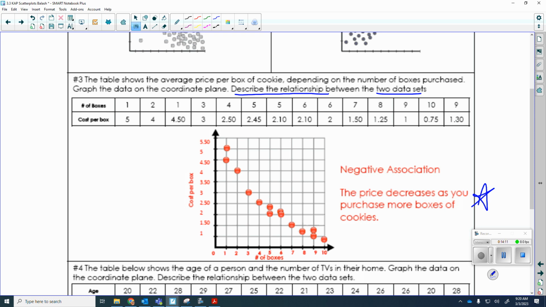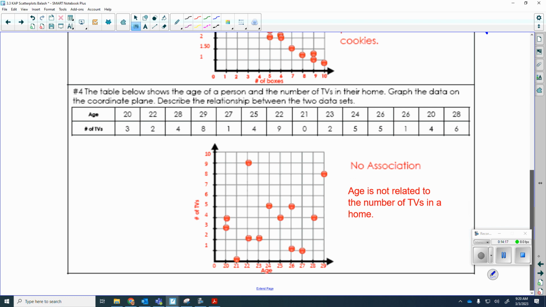Okay, what about that bottom one? What'd y'all say? No association, meaning age is not related to the number of TVs in your house. Those have nothing to do with each other. No association. Okay? What do you think? Easy or hard? Pretty easy. I agree.